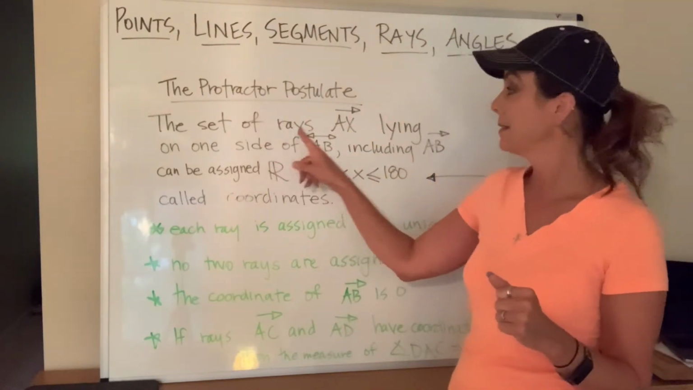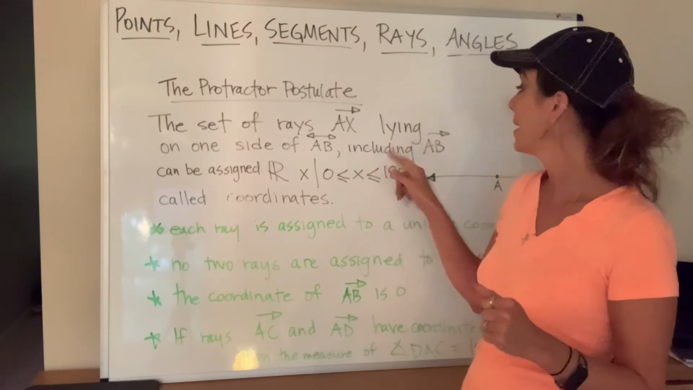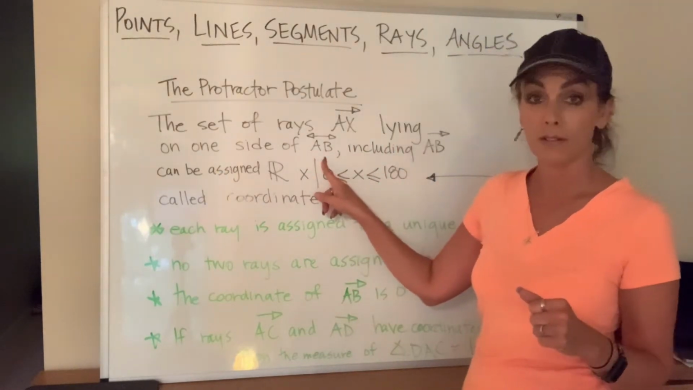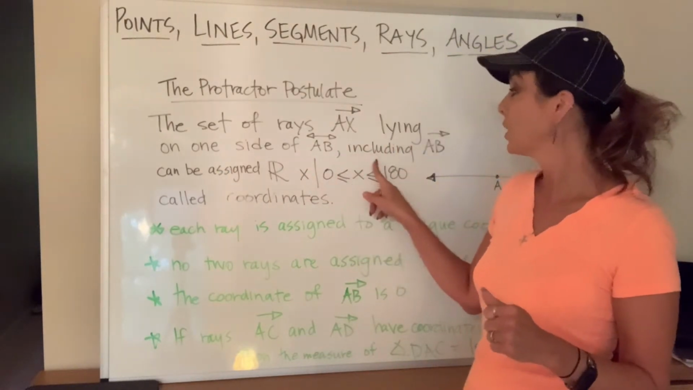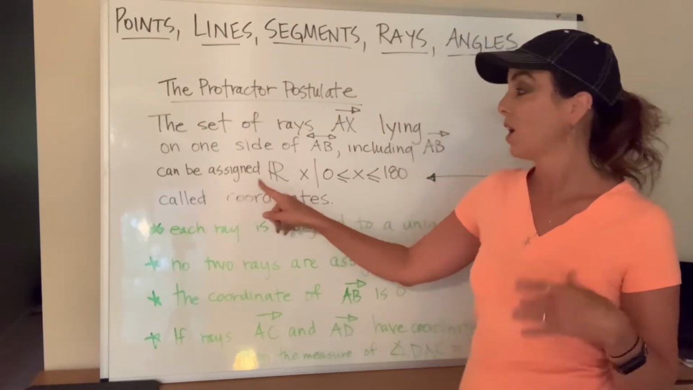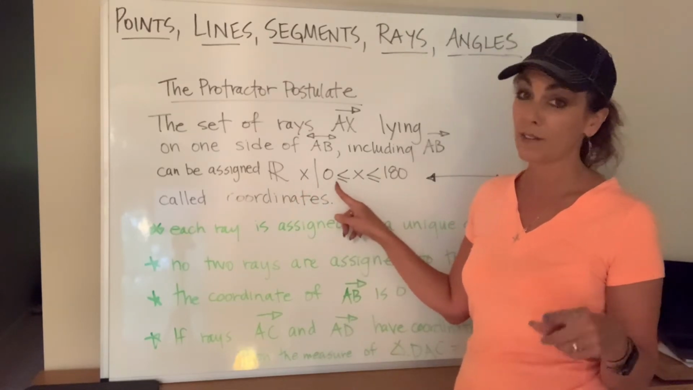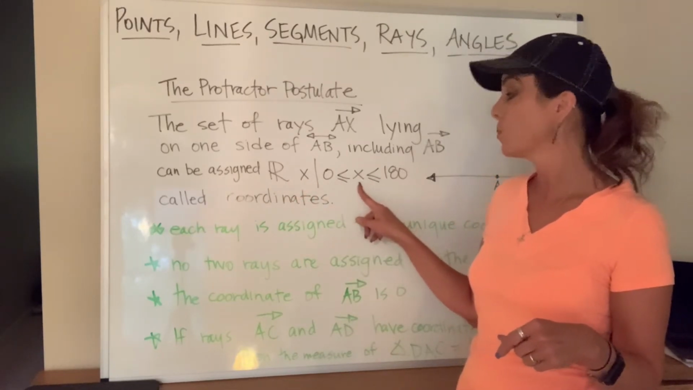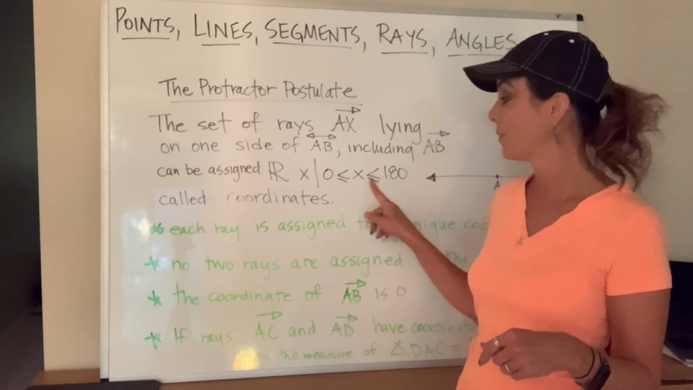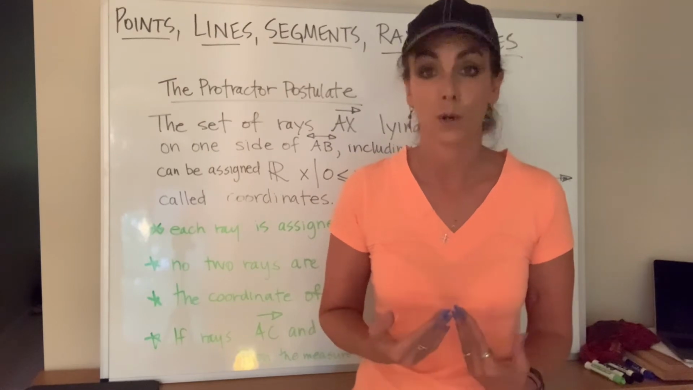The set of rays from A to X lying on one side of line AB, including ray AB, can be assigned all the real numbers x such that x is greater than or equal to 0, as well as less than or equal to 180. And we're going to call those values coordinates.